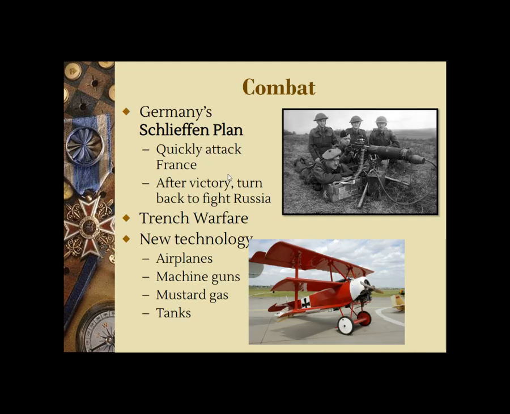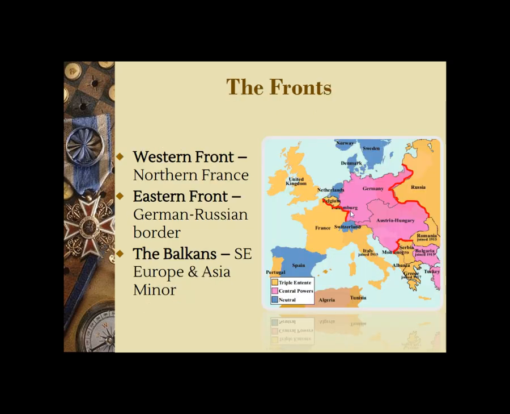So what Germany does instead is they come up with a plan. You need to know what this is called. It's called the Schlieffen Plan. It's named after the guy who came up with it. They were hoping to quickly attack France and turn around and then fight Russia. At this time, Russia's obviously still larger. So they were hoping to eliminate France quickly and then turn around and fight Russia individually, so then they don't have to split their forces.